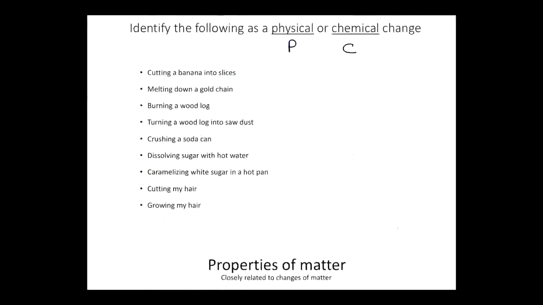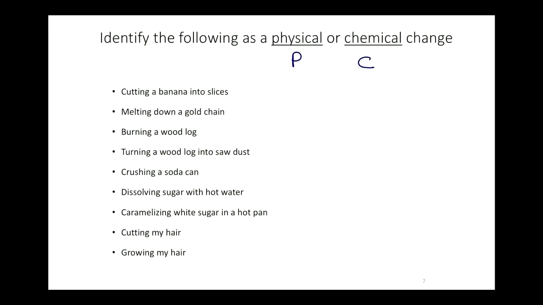Okay. All right, so let's play the game. Is this physical or chemical? The trick is, for physical things, you can ask yourself, is it still that thing? Or you can ask yourself, can you revert it back? So the first one, cutting a banana into slices. Physical, because what question did you ask yourself? Is it still a banana? And it is, even if you cut it into slices.